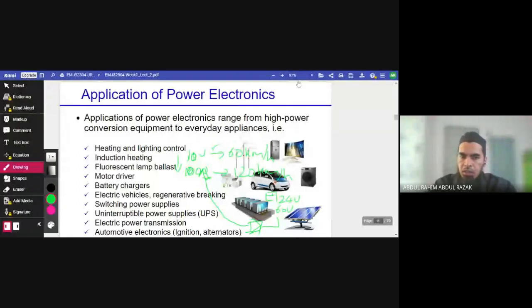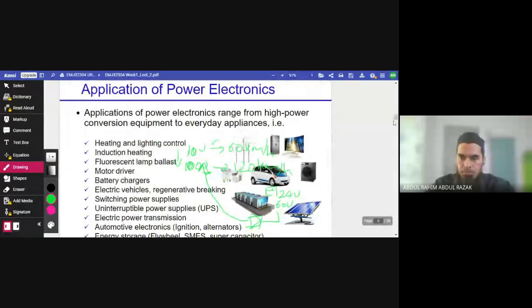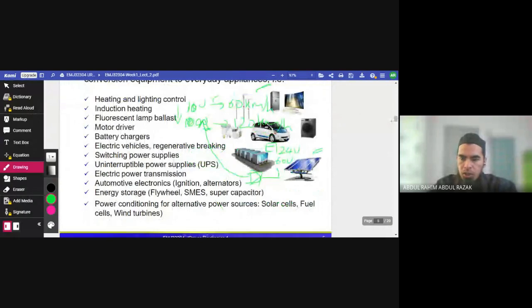Okay, again, the application of power electronics. We can see that the requirement of power electronics conversion is everywhere around us. It starts from generation, wind turbines, solar panels, down to all the appliances and applications that we use in our daily life. Let's say we have a washing machine. During wash, the speed is low. During spin, the speed is very high. So how do we control from low speed up to higher speed? By using power electronic conversion.